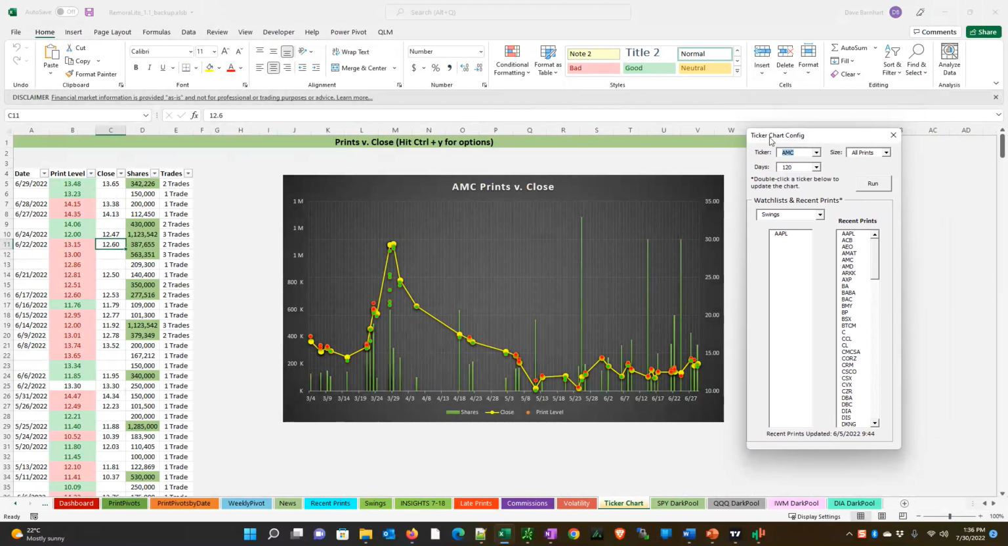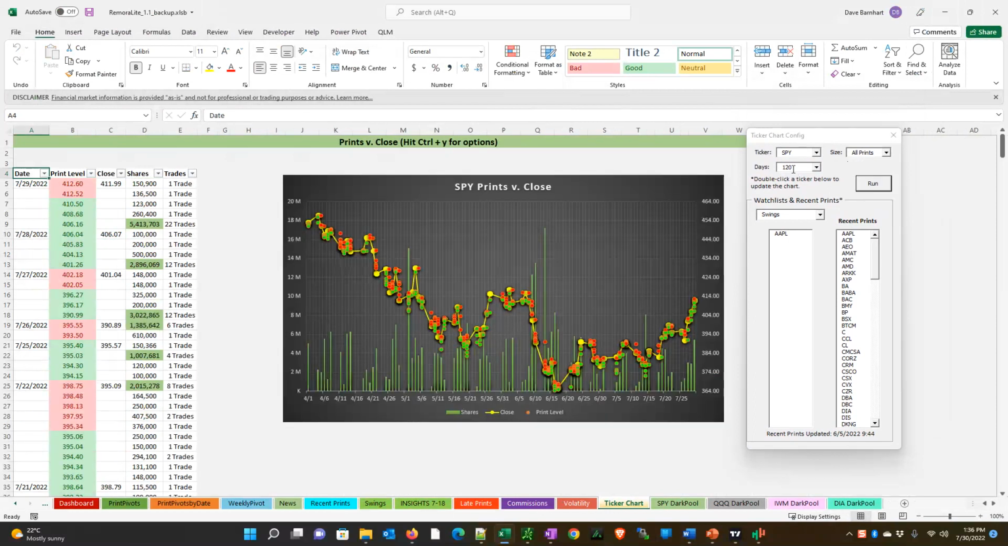Let's put the SPY on here, and then we'll do all prints. I'm just going to choose run. Oh, and this is going back 4 months, right? 120 days, that's a little excessive. It's not very good. I'm going to put this down just for the purpose of the demonstration. I'm going to turn this down a bit.